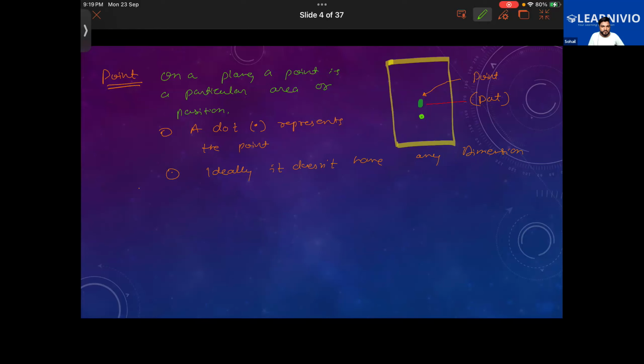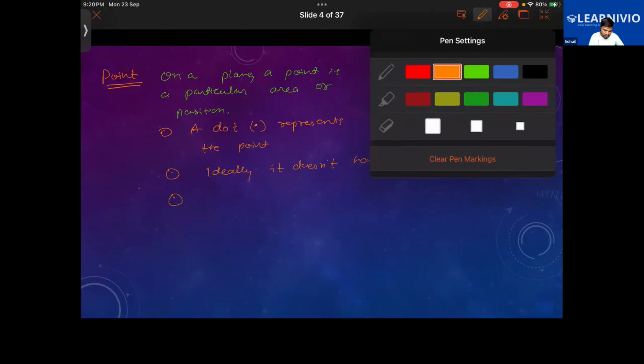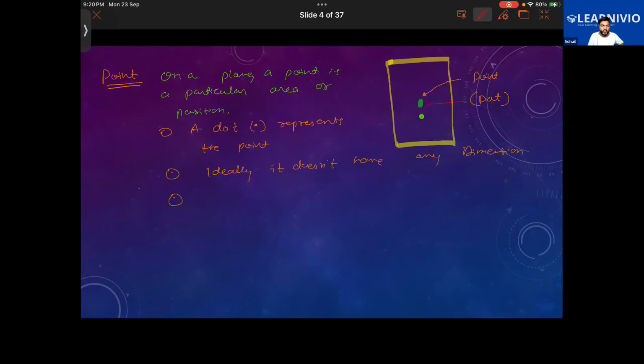A point locates the area. Yes, it locates a particular position or particular area on a given plane. It is used to locate a given area or given location on a given plane. It's basically used to find the location.